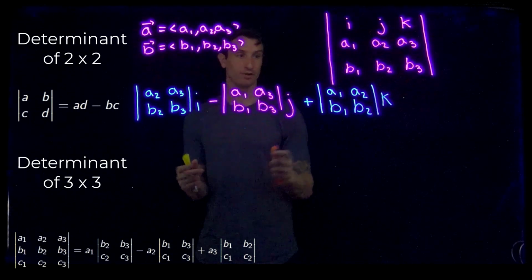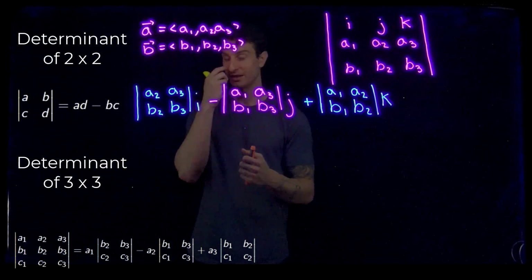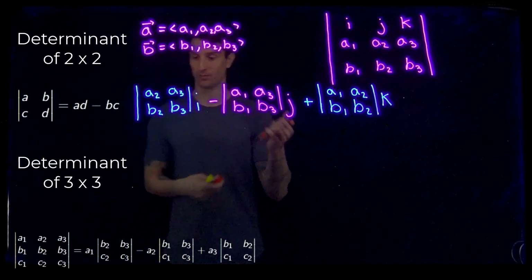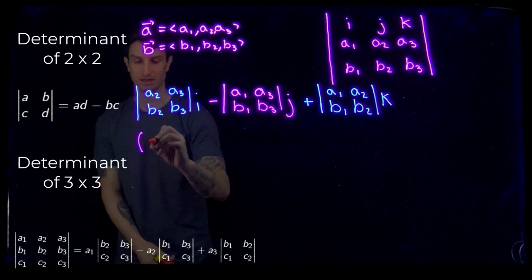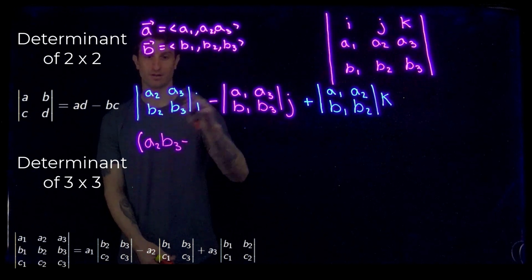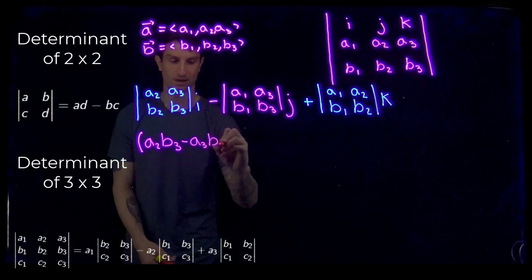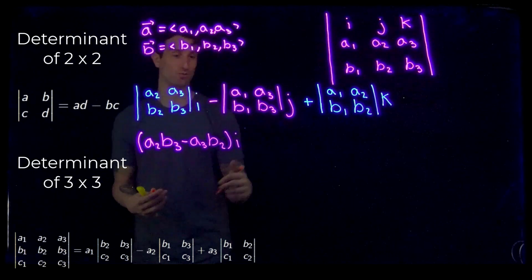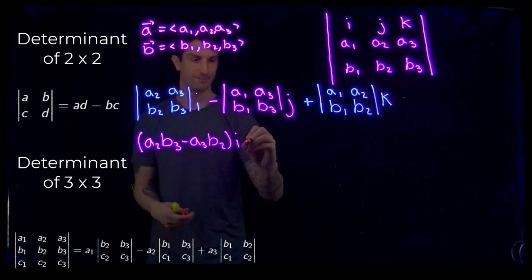The next step is now applying the 2x2 formula. So what's happening with the 2x2s? We're multiplying the diagonal, so A2 times B3, and we're subtracting the other diagonal. So what we end up with is A2 times B3 minus A3 times B2, i. And this is in physics notation, so eventually you can see we're going to just switch over to vector notation.